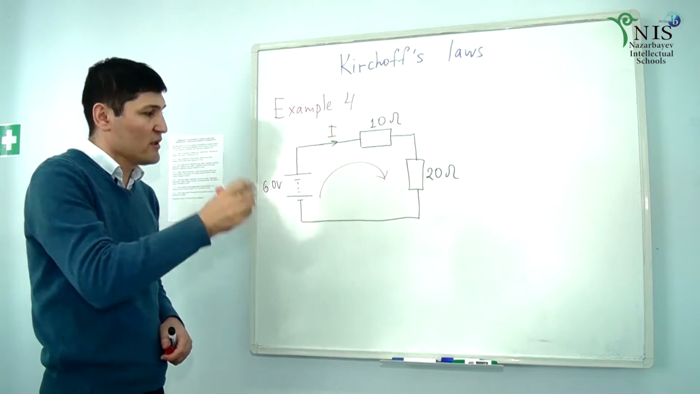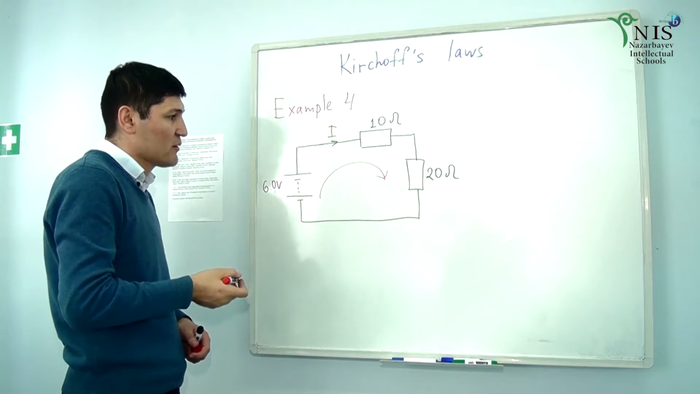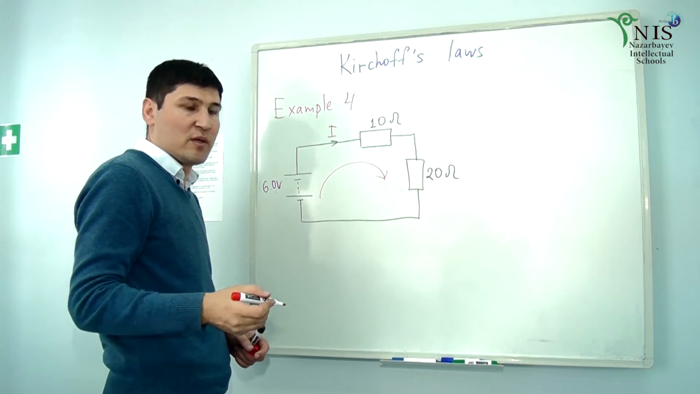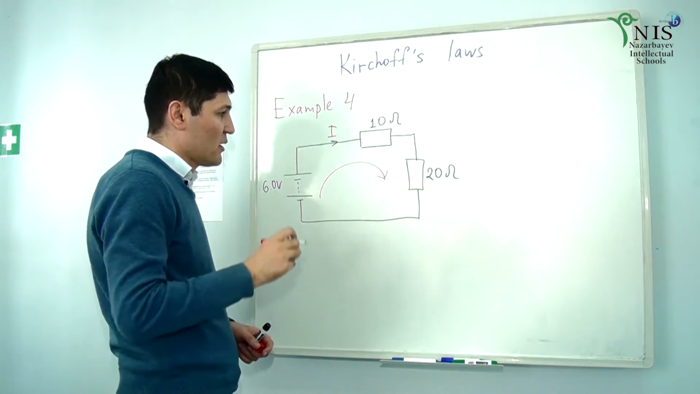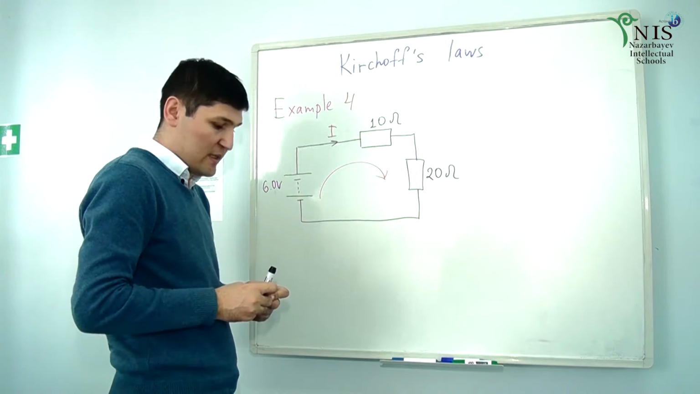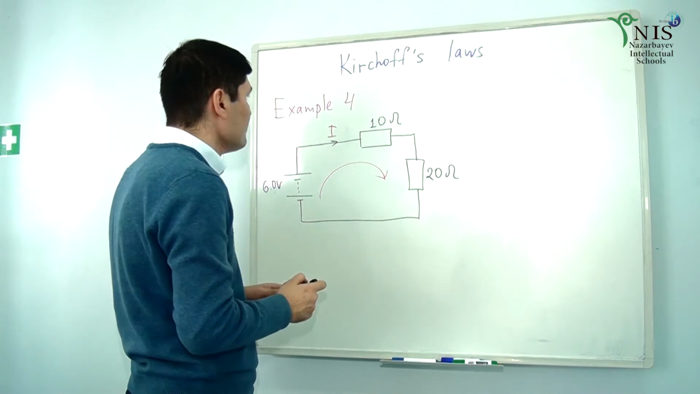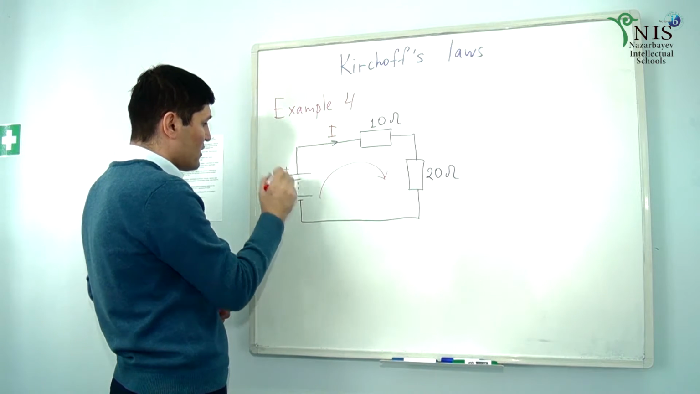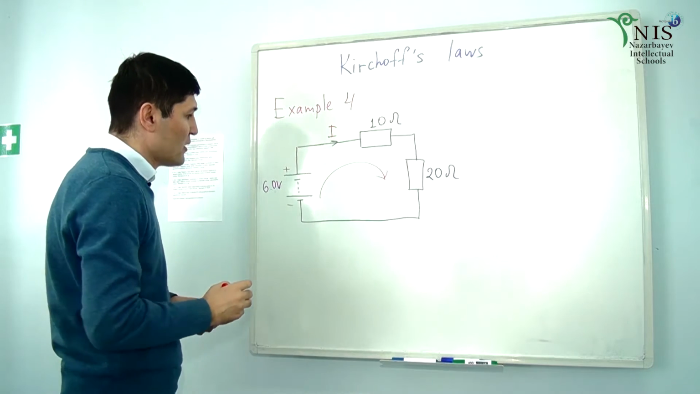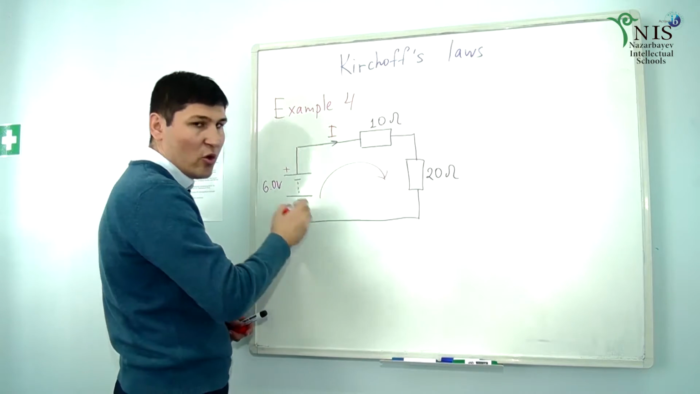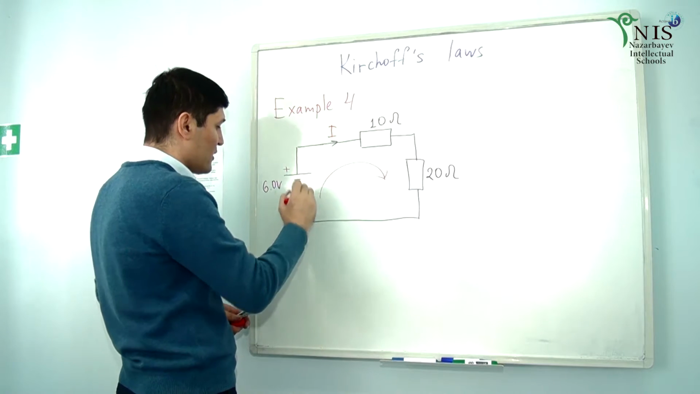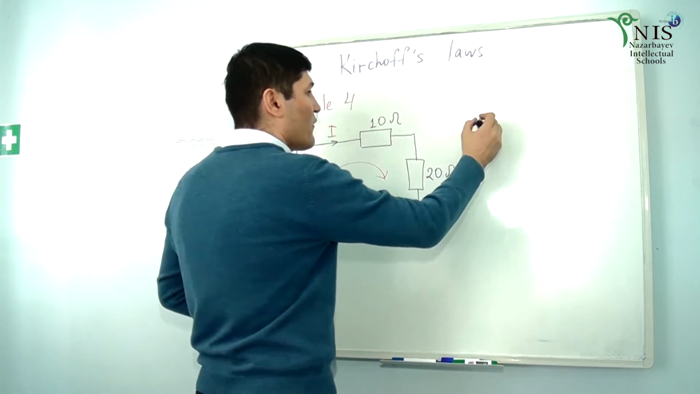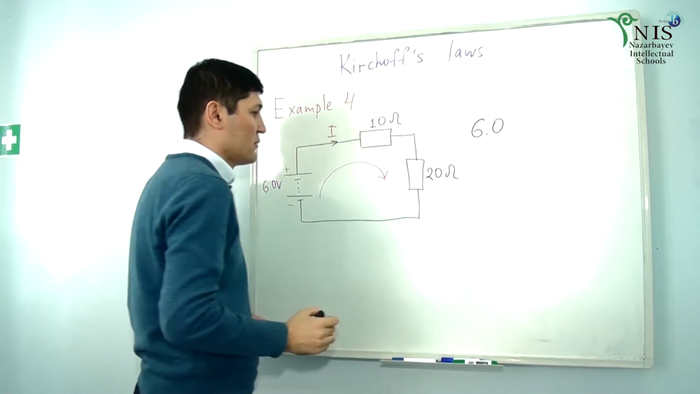I go clockwise because it's convenient for me. You may also consider going anti-clockwise, but remember, it doesn't matter which way you choose, as long as you choose the signs properly. If we start from this part, this terminal is positive, this is negative, a battery. So going clockwise from negative to positive, potential increases. That's why we have positive 6.0.